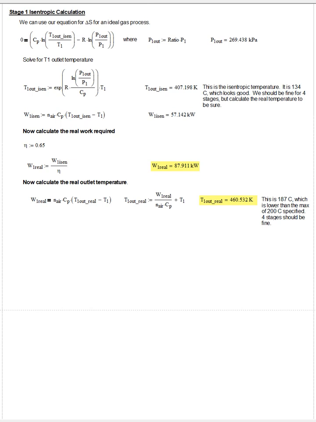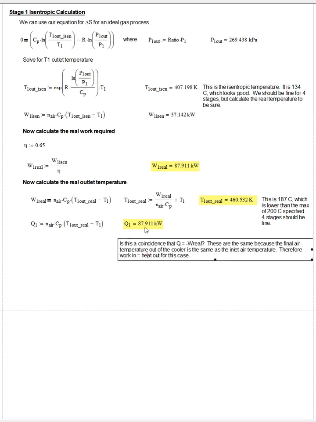So now that we know the real outlet temperature of our air coming out of this little piston cylinder device, we can calculate the heat that needs to be removed. And so that's just Cp delta T. And so because it's a delta H calculation, Q is equal to delta H. And so for the first stage, the heat removed is 87.91 kilowatts. And if you're paying attention, you notice that that is the same as the work, right? That's the same as the work.